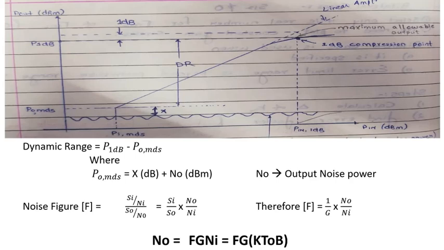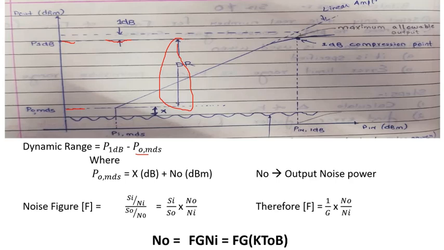Now if you see the mathematical way of writing dynamic range, this is your actual dynamic range. Dynamic range is nothing but the output power at 1 dB minus the minimum detectable output power. This point, the minimum detectable output power. So this is your dynamic range. This diagram I have taken from my notes.